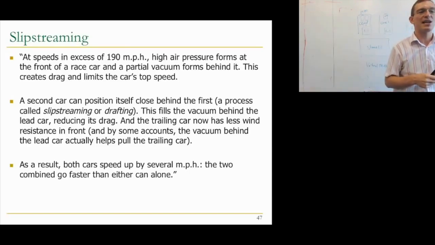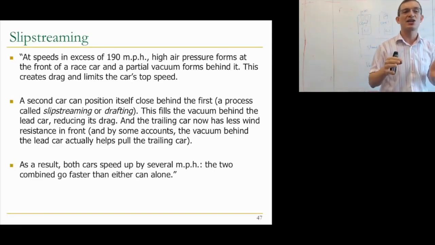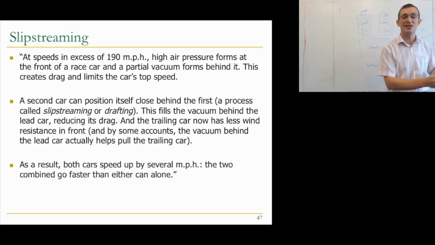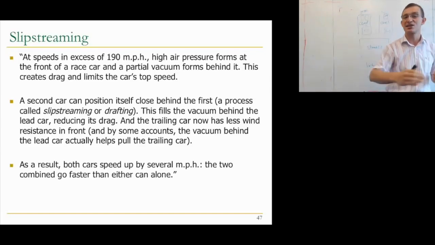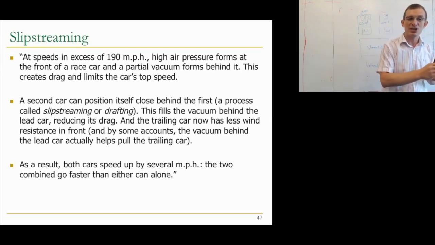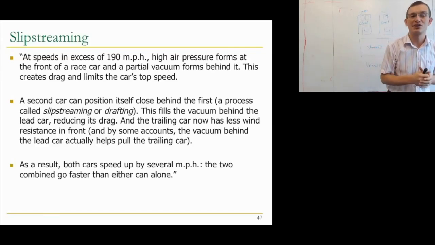Basically, at speeds in excess of 190 miles per hour, high air pressure forms in front of a race car and a partial vacuum forms behind it. This creates drag and limits the car's top speed. A second car can position itself close behind the first one. This is called slipstreaming or drafting.